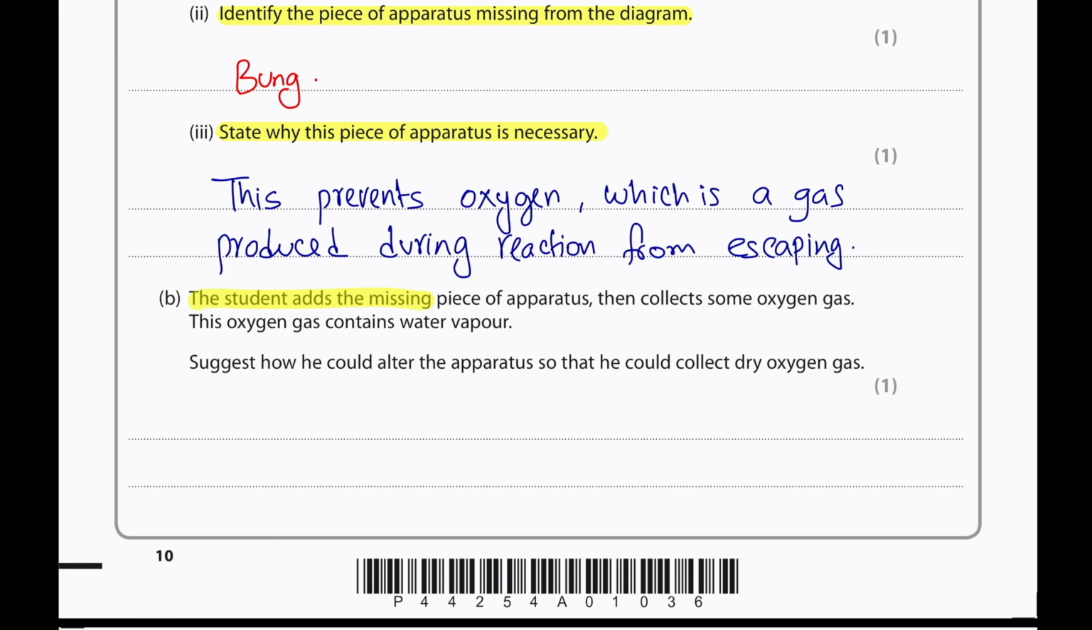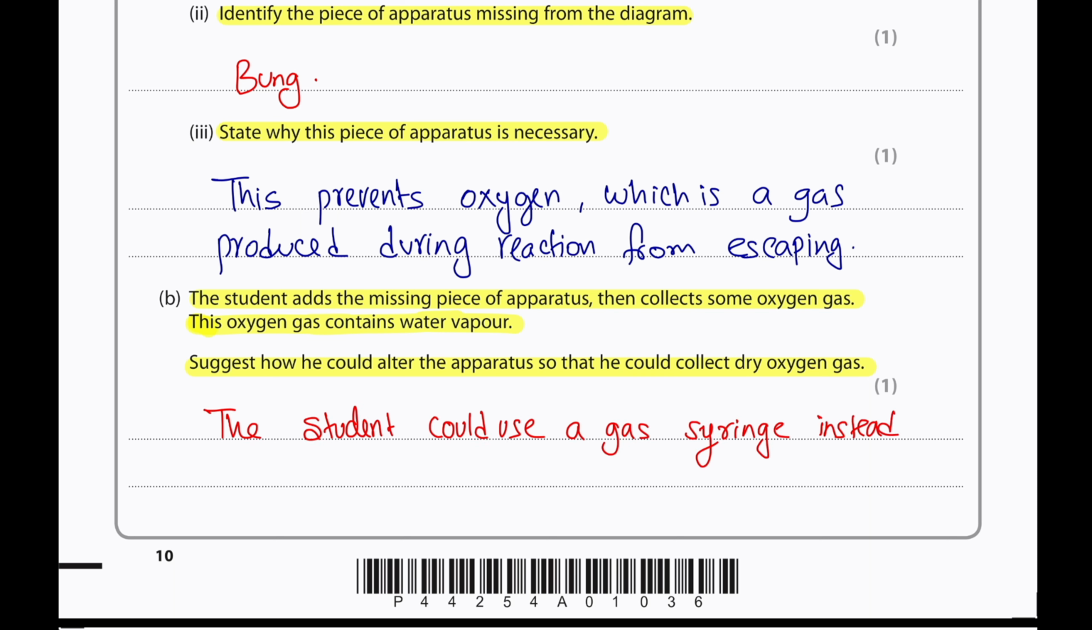The student adds the missing piece of apparatus, then collects some oxygen gas. This oxygen gas contains water vapor. Suggest how he could alter the apparatus so that he collected dry oxygen gas. The student could use a gas syringe instead of using displacement of water.